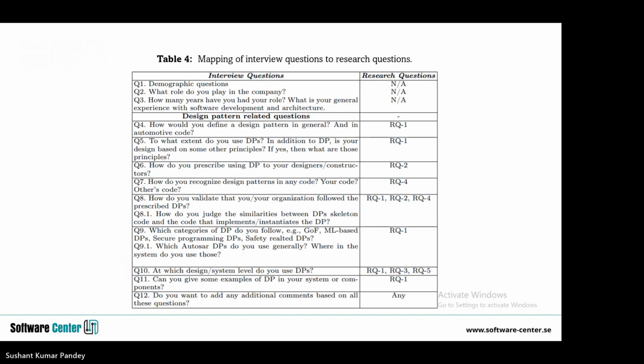So basically, after performing the interviews, we did some thematic coding. We did both top-down and bottom-up thematic coding, and we extracted codes. Based on those codes, we created some themes also. So these are the interview questions that we asked, and this is the mapping table from our interview to our research questions. We can see that all of the interview questions are mapped to the research questions.